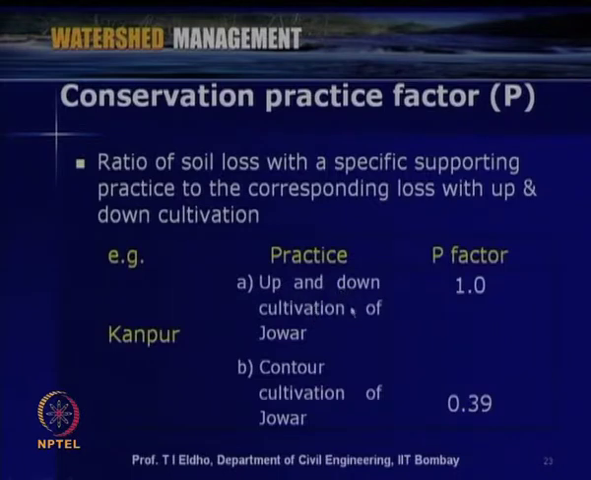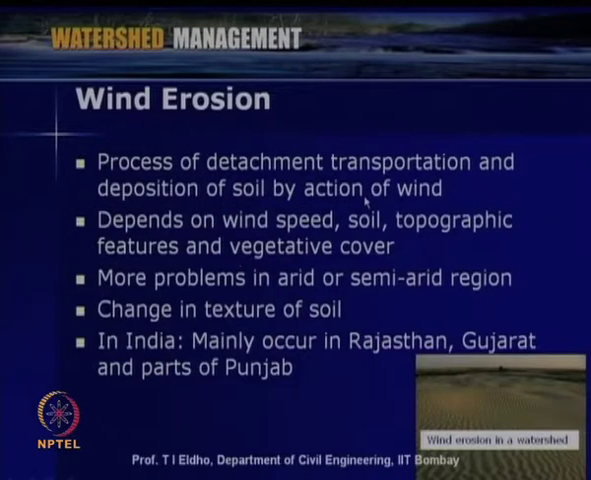Say for example, for up and down cultivation of jowar, the P factor is equal to 1, then for contour cultivation of jowar, it can be 0.39. So, this depends upon the practice and the geographical location. Like this, using the USLE, which is one of the commonly used equations, we can estimate the soil erosion due to water for a given watershed.